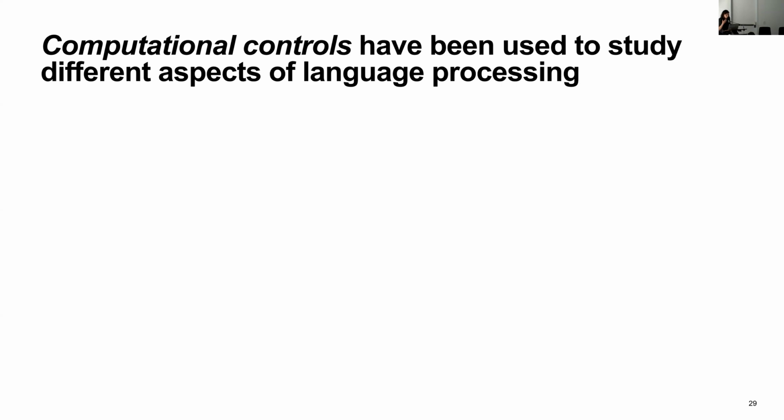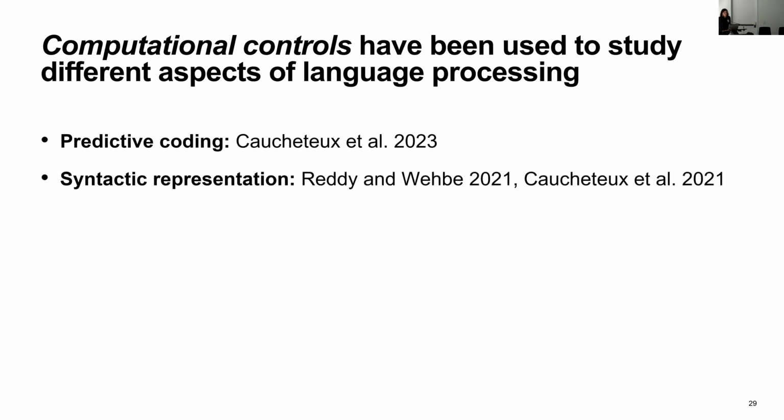So this was our example of using computational controls to study something specific in language processing, but different tools that can also be characterized as computational controls have been used to study language processing in this way. Most recently, using language models to show predictive coding in the human brain during language comprehension, but also looking, for instance, at syntactic representation and how it's different from semantic representation.